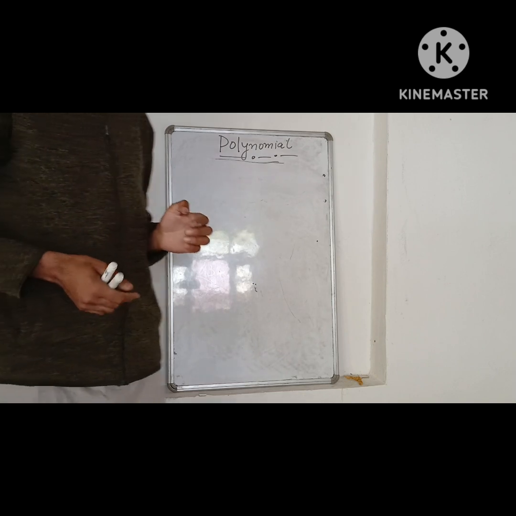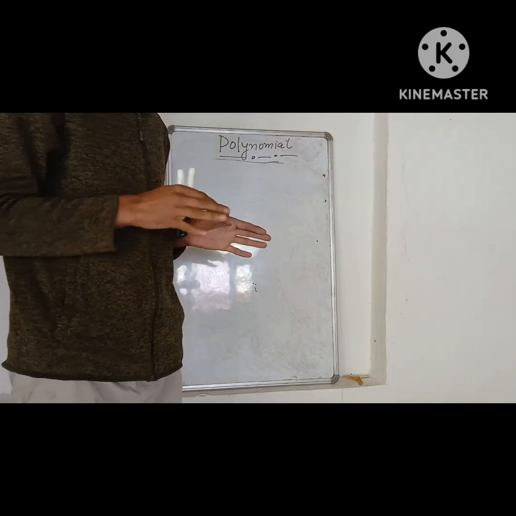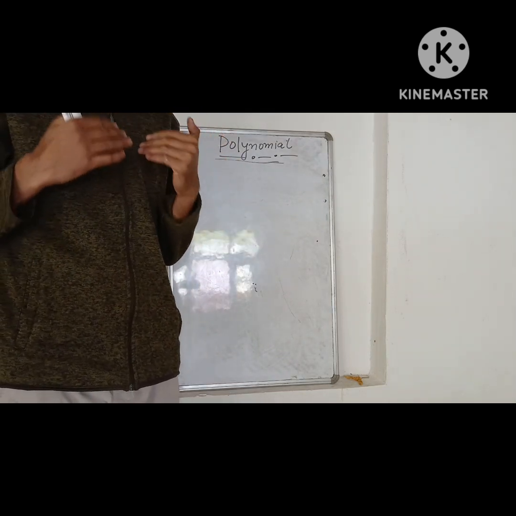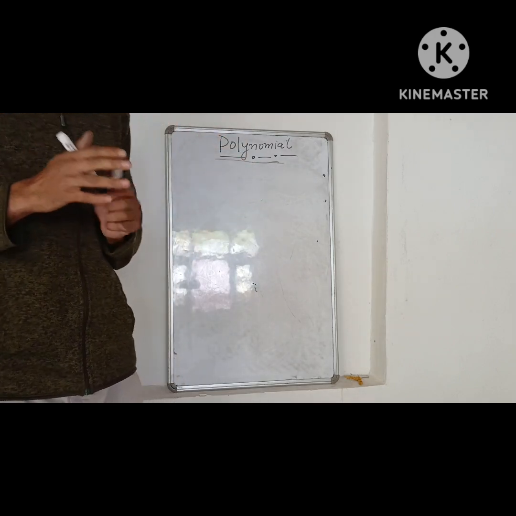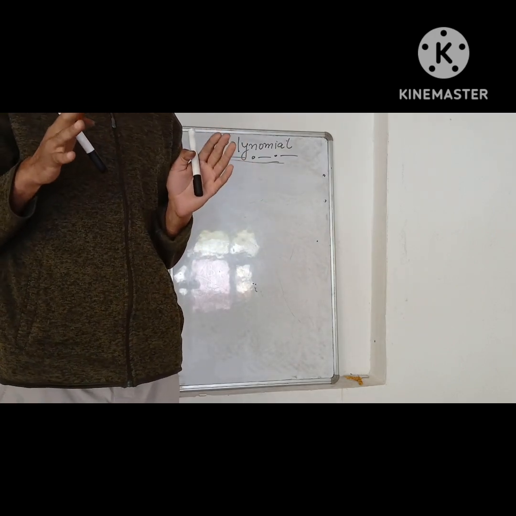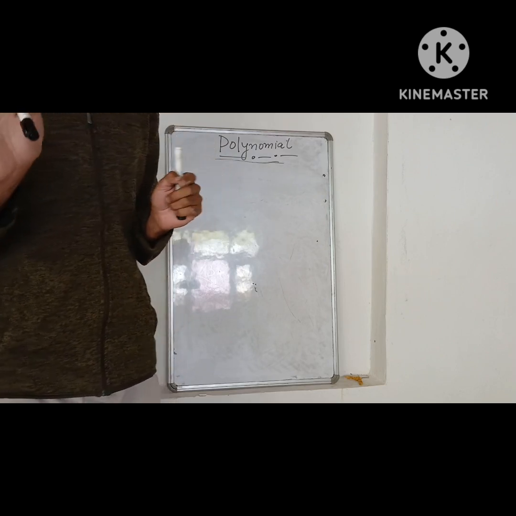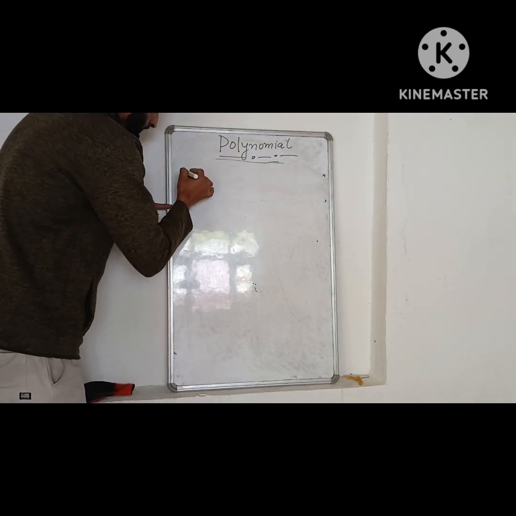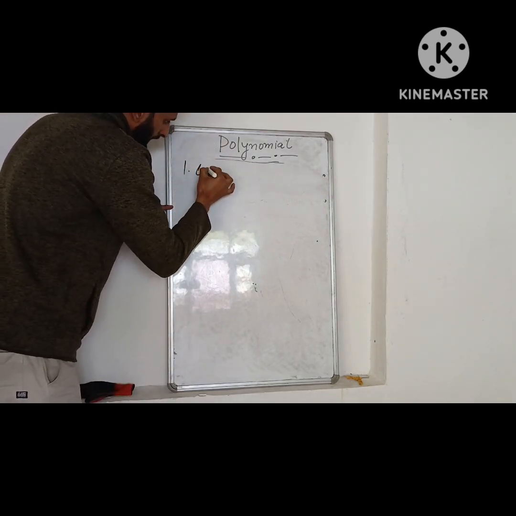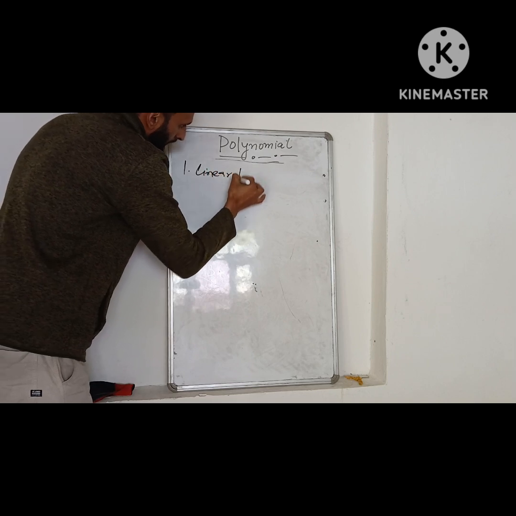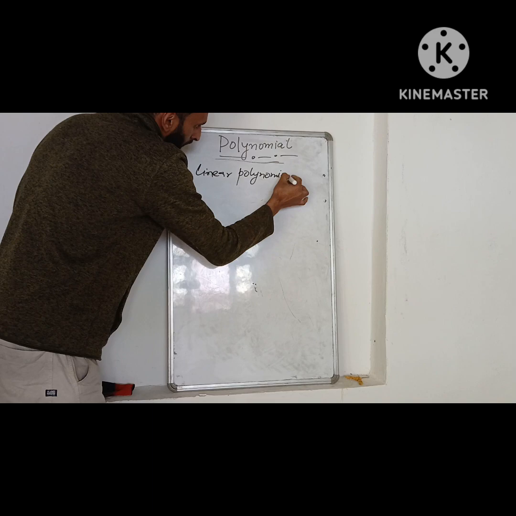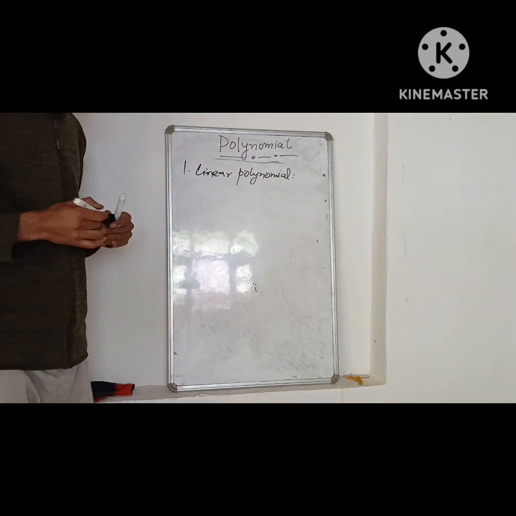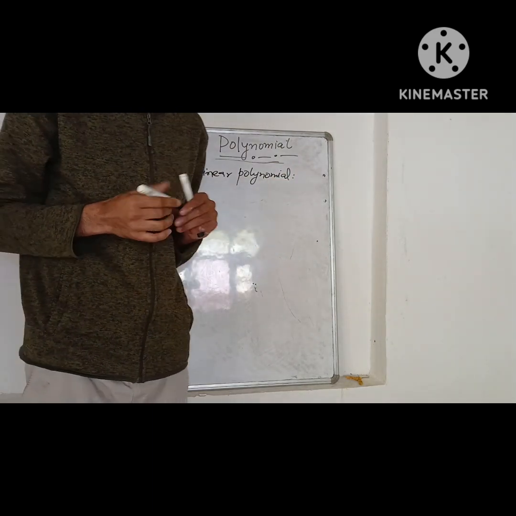Now, on the basis of terms and on the basis of degree, you can differentiate polynomials. Actually, there are many types of polynomials, but on the basis of degree and also on the basis of terms. I will first tell you the types of polynomial on the basis of degree. Okay. First one is linear.